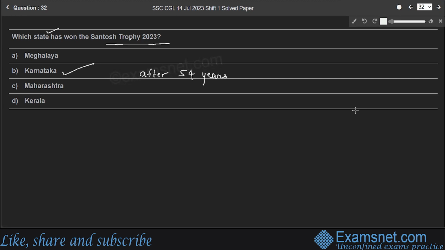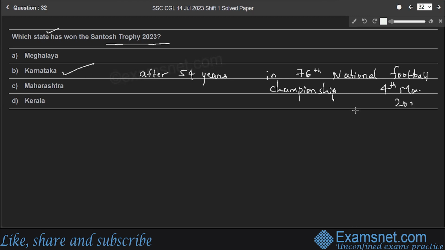Karnataka defeated Meghalaya in the final of the 76th National Football Championship, also known as the Hero Santosh Trophy, at the King Fahd International Stadium in Riyadh on 4th March 2023.